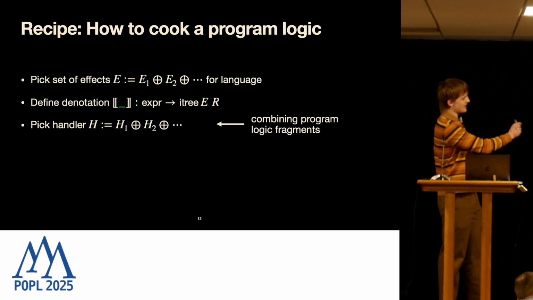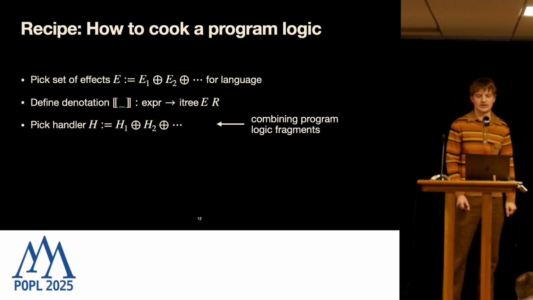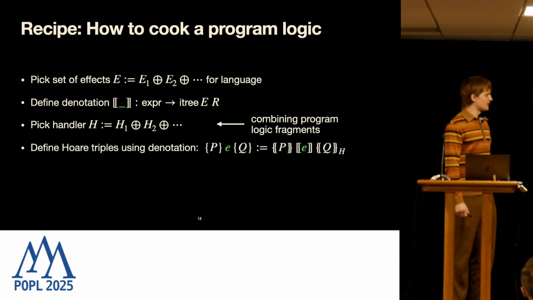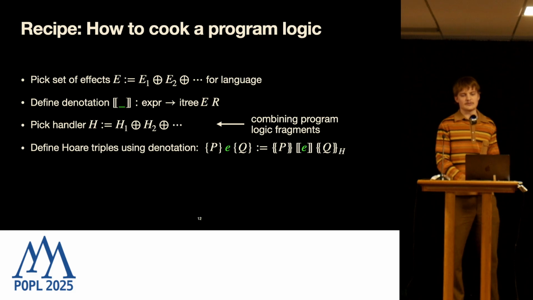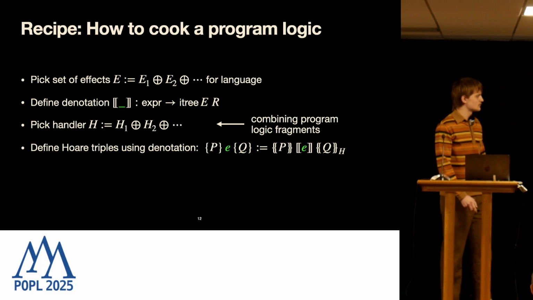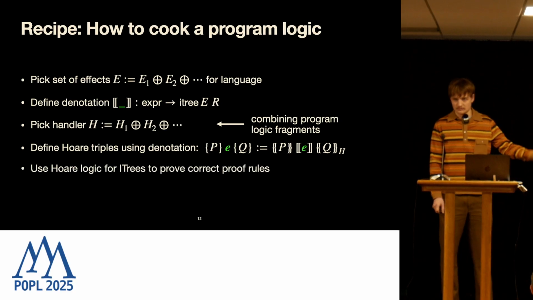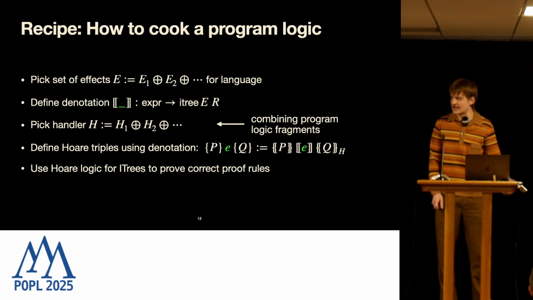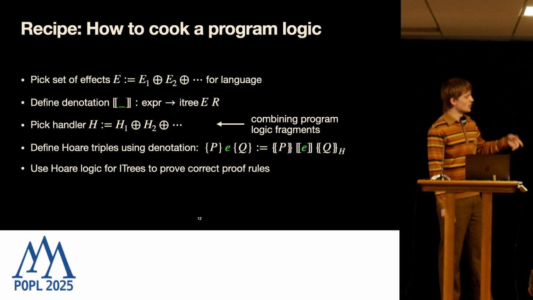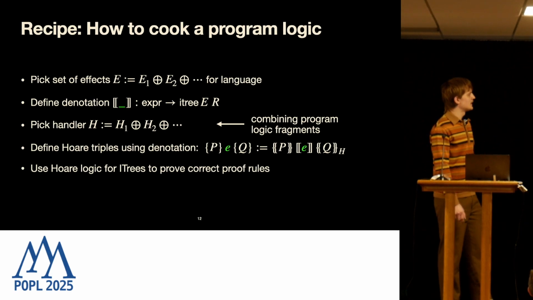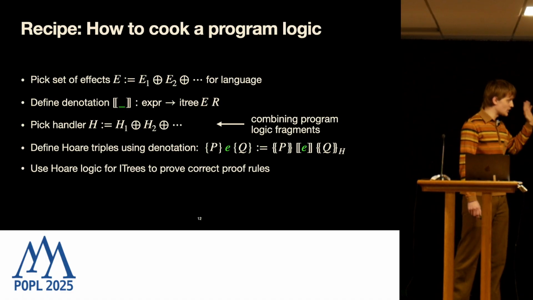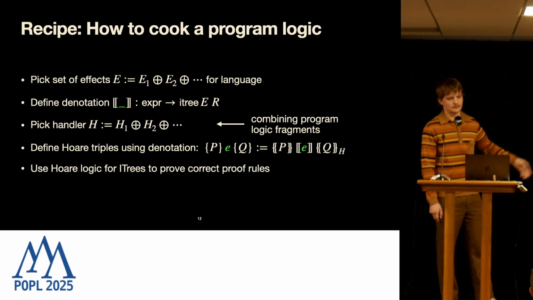Now, this is exactly what I mean when I say combining program logic fragments. Each handler, say H1, H2, engenders a program logic, and we're putting those together in this step. Namely, to define the Hoare triple, we use the denotation, and we use the I-tree Hoare logic according to this formula I already showed. Then, finally, you have your proof rules that you're interested in proving sound. And to do so, you use the Hoare logic for I-trees in order to do these soundness proofs. That is to say, we have these rules that I already wrote up before, and you can use those in addition to other rules that I've not displayed yet.